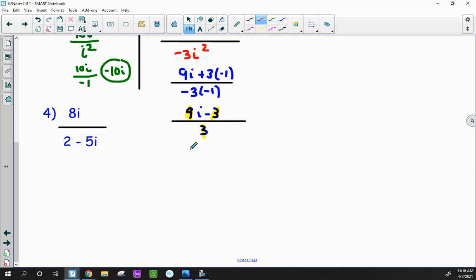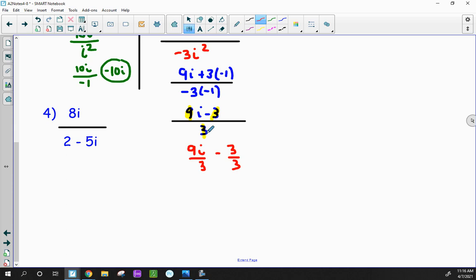If you want to break this up into two fractions, you're only allowed to do this when there's a single number on the bottom. You can think of it like 9i divided by 3 minus 3 divided by 3. If it helps you see it better, that is an option you have. But your goal is to simplify these numbers. 9/3. So 3 will go into all of these numbers I've highlighted.